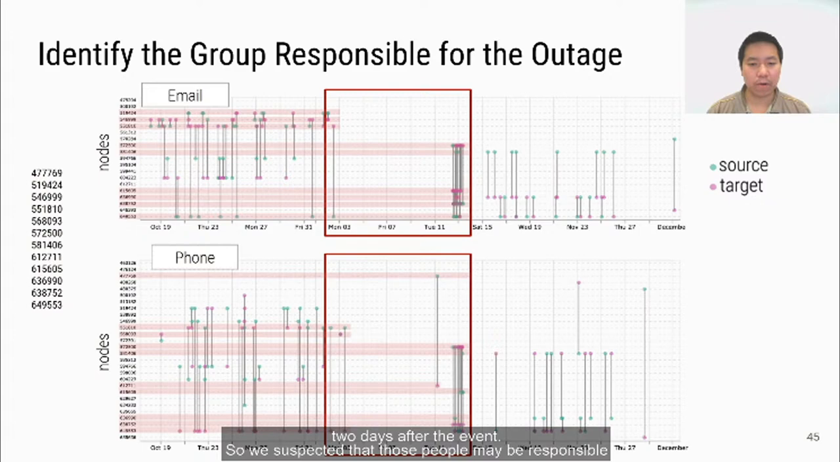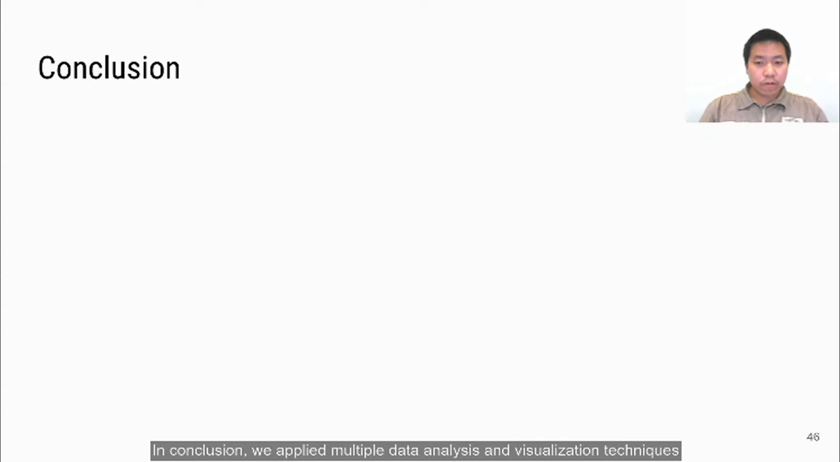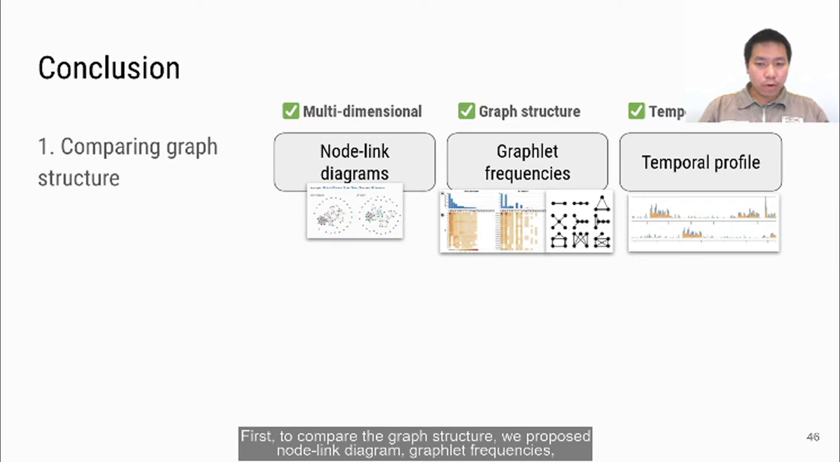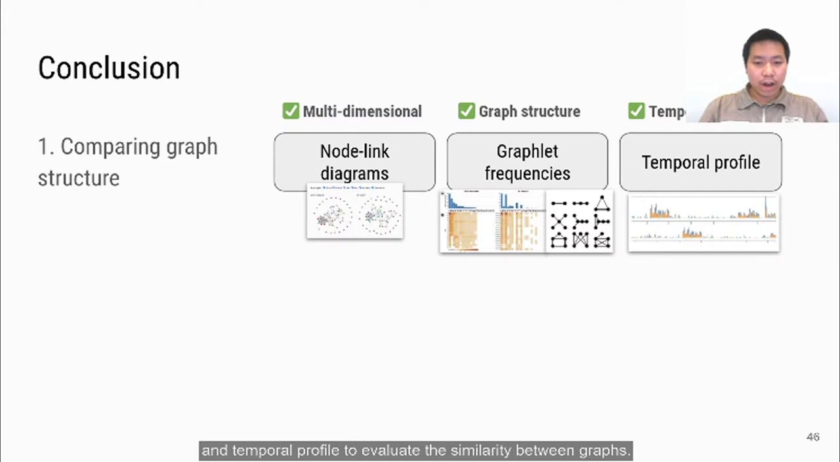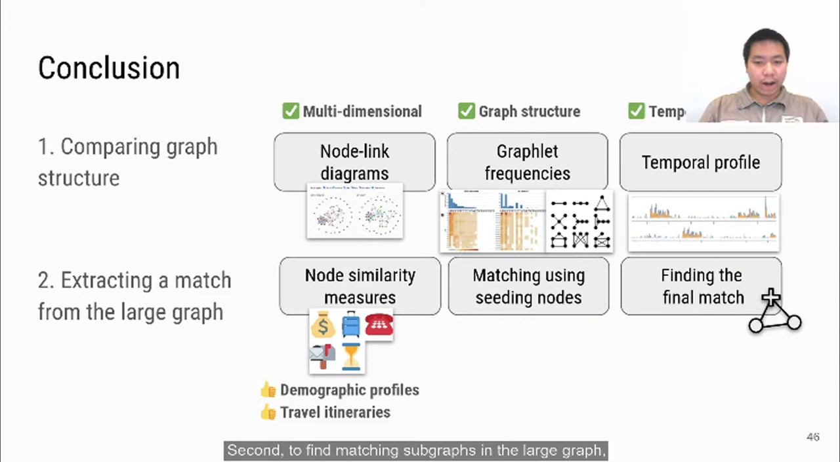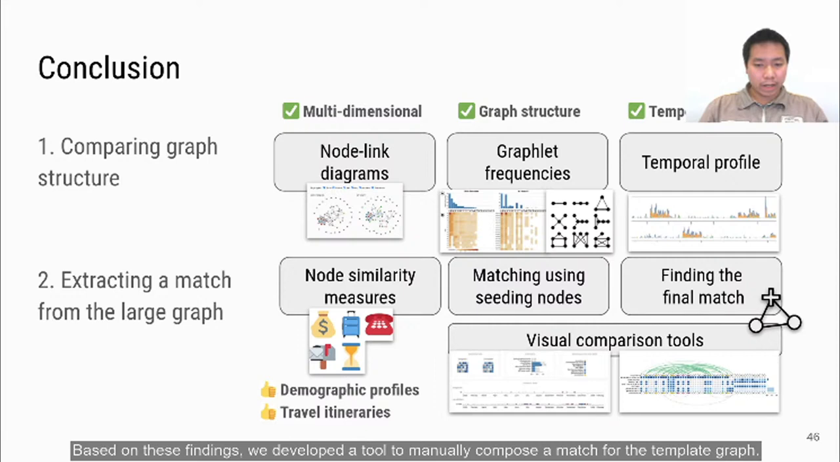In conclusion, we apply multiple data analysis and visualization techniques to address VIS 2020 Mini Challenge 1. First, to compare the graph structure, we propose node link diagram, graphlet frequency, and temporal profile to evaluate the similarity between graphs. Second, to find matching subgraphs in the large graph, we use node similarity measures to find matching nodes and found that demographic profile and travel itinerary led to a good result. Based on this finding, we develop a tool to manually compose a match for the template graph.